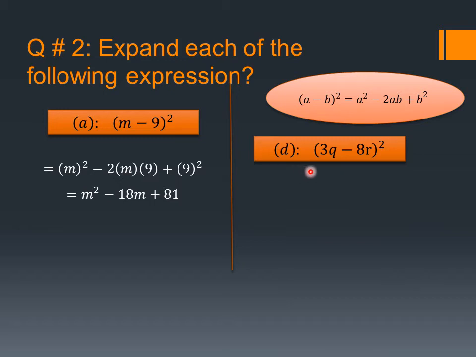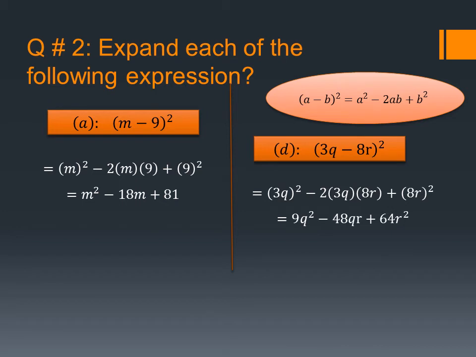Moving to fourth part of question number 2, (3q minus 8r) whole square. In this part, instead of writing a, we have been given 3q, and instead of b, we have been given 8r. So in the formula, we will replace all the a's with 3q and all the b's with 8r. Applying the formula, we have (3q) whole square minus 2 into 3q into 8r plus (8r) whole square.